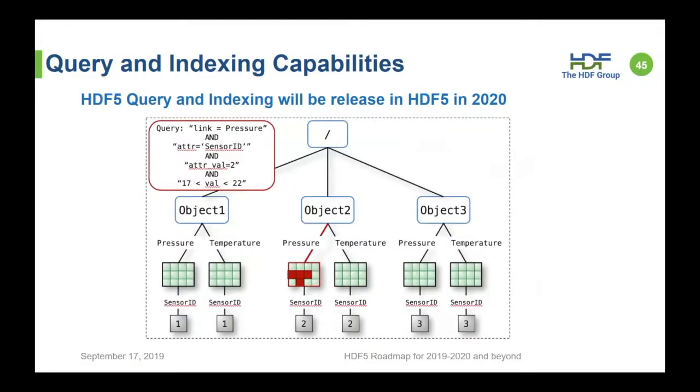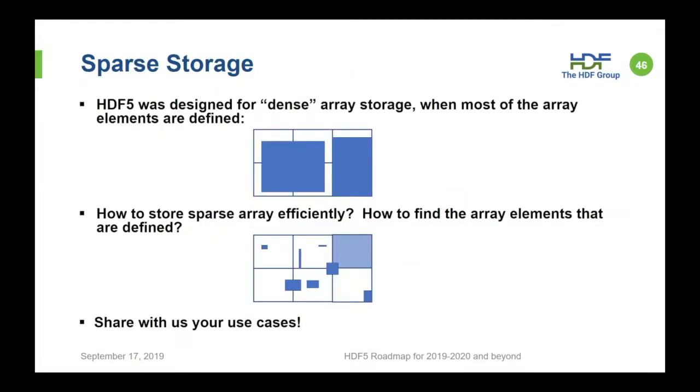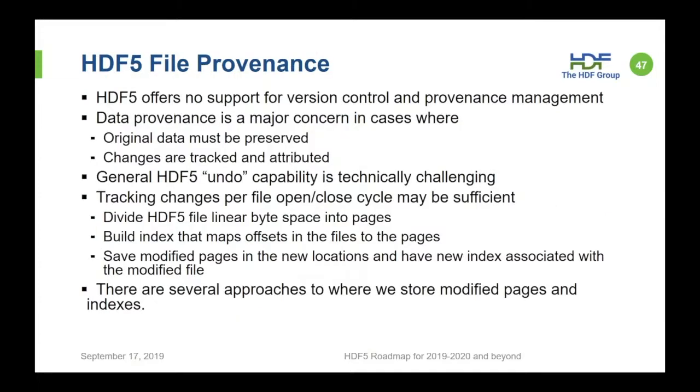So skip. We're working on query and indexing capabilities, so you will be able with HDF5 APIs to query the location of particular raw data or particular attributes. And stay tuned, there will be a seminar on sparse storage. HDF5 is designed for dense storage. You can store sparse data using compression, but you do not know where the data is. And this new feature will allow you to find sparse data quickly and store it very efficiently using native HDF5 APIs.